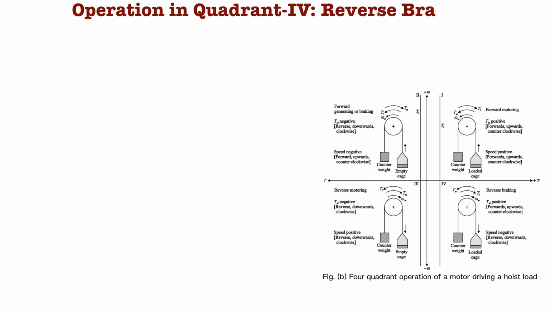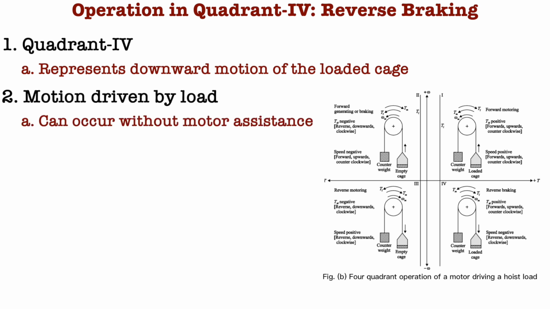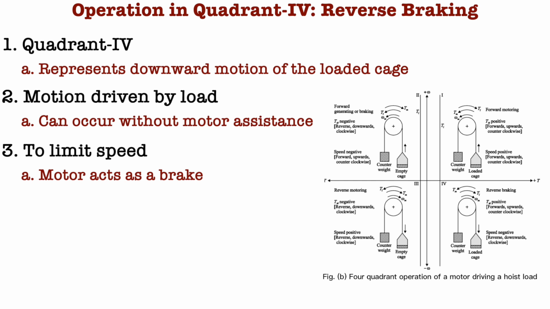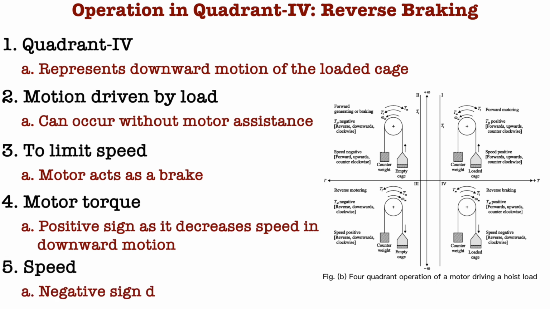Now let us see the quadrant 4 operation. The downward motion of the loaded cage is shown here. The motion can take place under the action of the load itself without the use of any motor. But in order to limit the speed of the downward motion of the hoist, the electrical machine must act as a brake. The motor torque has a positive sign as it causes a decrease in speed in the downward motion. The speed has a negative sign being a downward journey. Thus, the power acquires a negative sign corresponding to reverse braking operation of the motor.